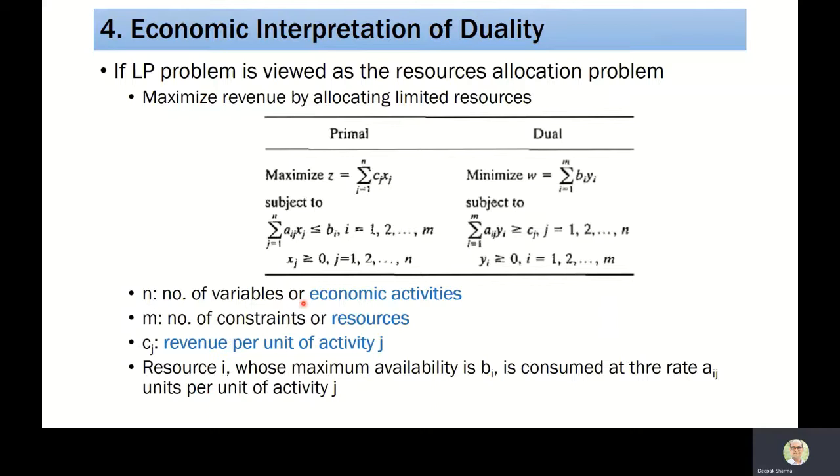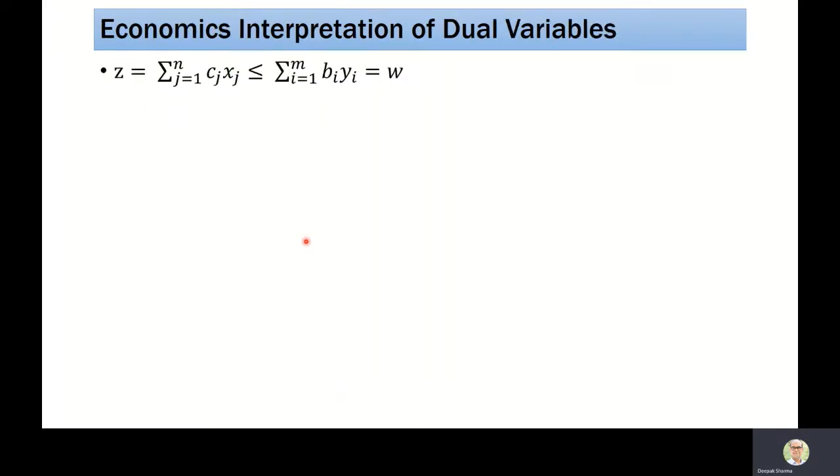So if we talk about the number of variables, or sometimes we say economic activities, we have n number of variables, m number of constraints or resources, cj is the revenue per unit of the activity. Resource i, whose maximum availability is bi, is consumed at the rate of aij unit per unit of the activity j. So basically we are discussing aij multiplied by xj.